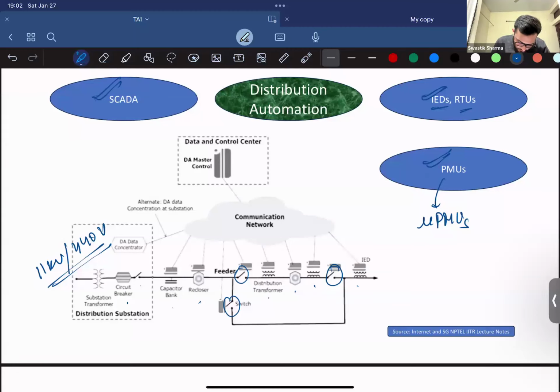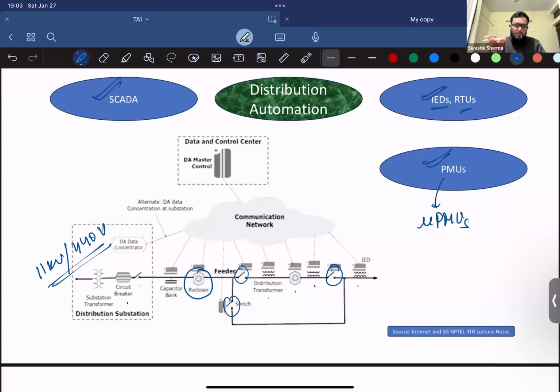As you can see, there is a recloser. Can anyone tell me what a recloser is? How is it different from a switch? Anyone who has gone through the lecture would be able to tell me. No? Okay, so a recloser continuously senses the current through it. As soon as it senses a fault, it isolates it, it breaks it. It's a kind of circuit breaker.